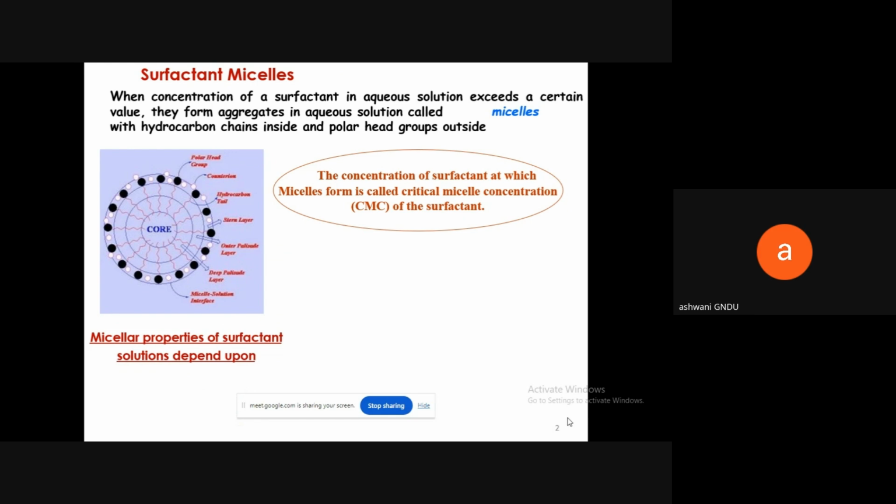What are the properties which affect the CMC of a surfactant? These are the structure of the surfactant, how long the hydrophobic chain is, any additive, organic or otherwise, that has been added or not, the co-surfactant, meaning whether any other surfactant is present in the solution, as well as the temperature.